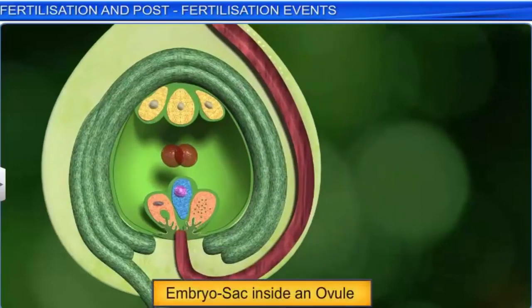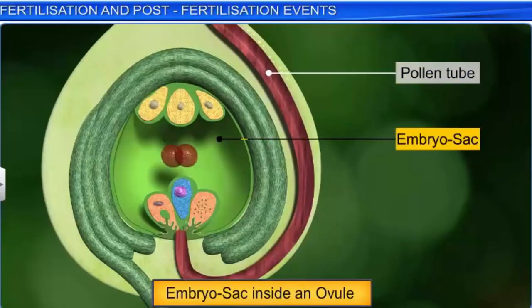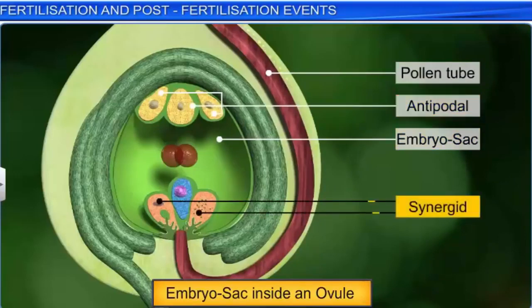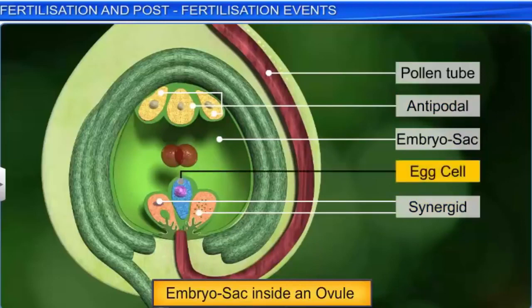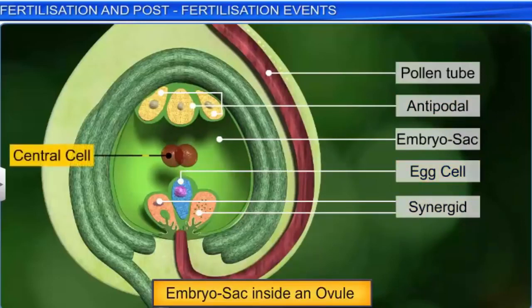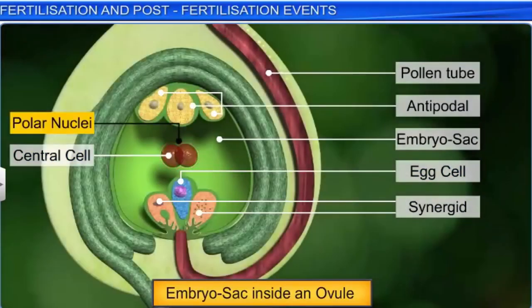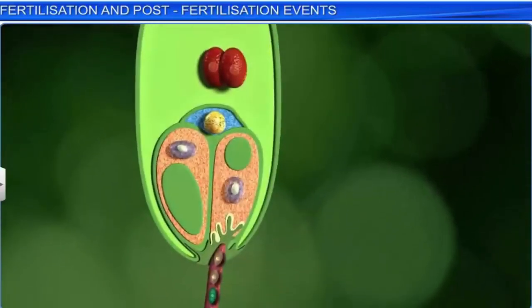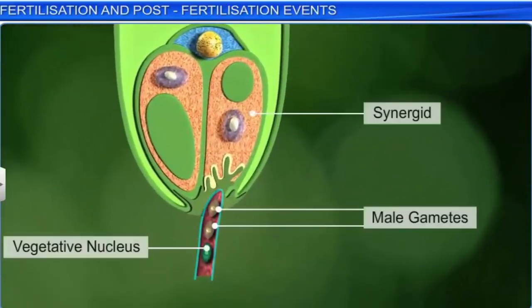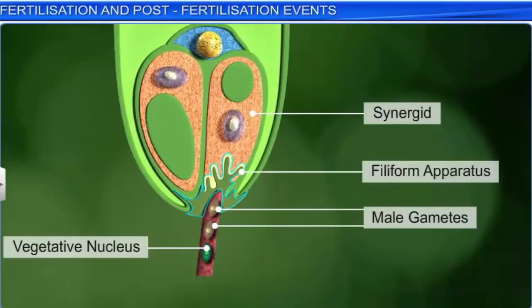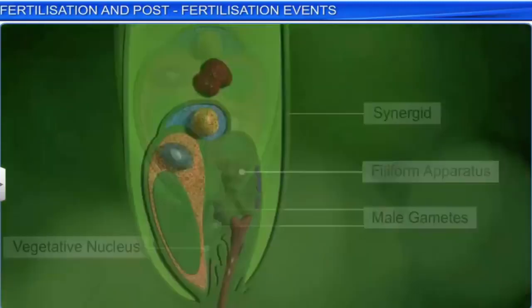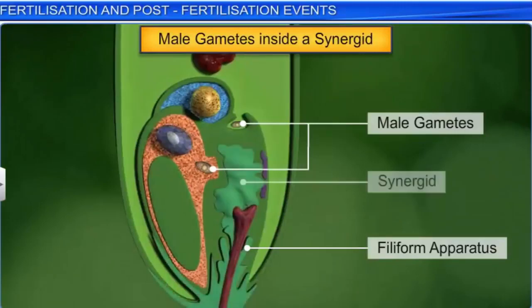Inside the ovule, the pollen tube encounters the embryo sac, the female gametophyte, containing 3 antipodals, 2 synergids, an egg cell, and a central cell with 2 polar nuclei. The pollen tube now enters one of the synergids through the filiform apparatus, during which it ruptures and releases the male gametes into the synergid's cytoplasm.